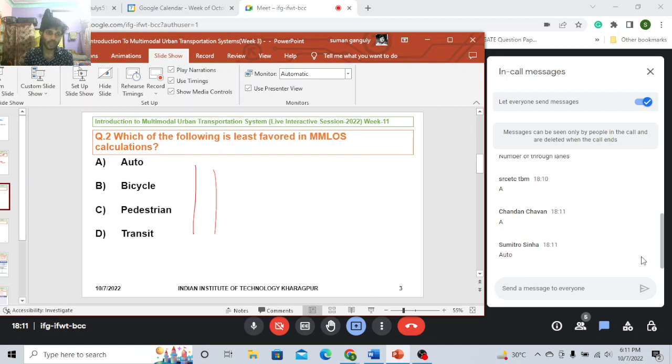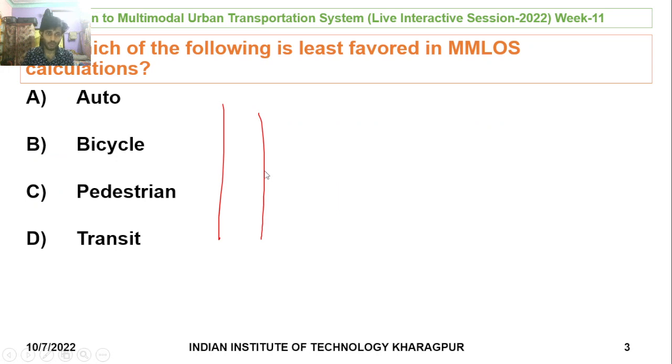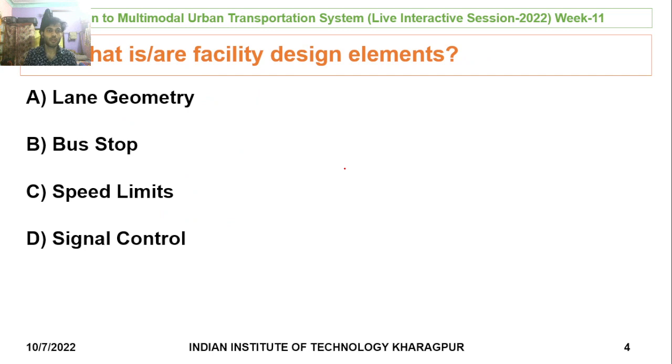It is the auto or any kind of motorized mode, because we don't want to promote the motorized mode of transport, right? Rather we want to promote the other modes of transport. And here also, if I had asked you what would be the most preferred mode of transport that we want to incorporate, it should be the pedestrian. Then it will come to your bicycle, then your transit, right? And at last you will get your auto, right? So okay, let us go to the third one.